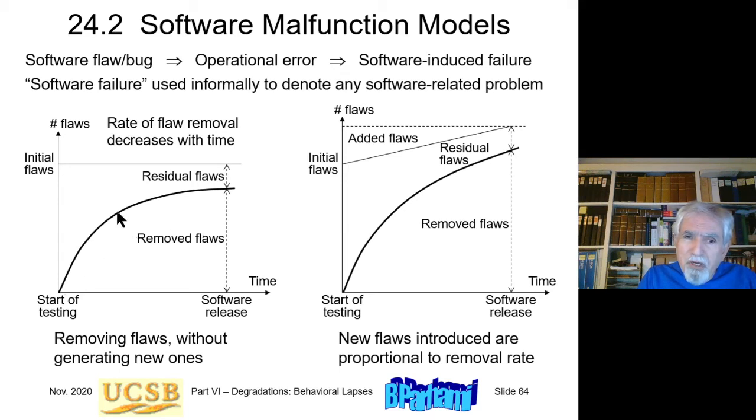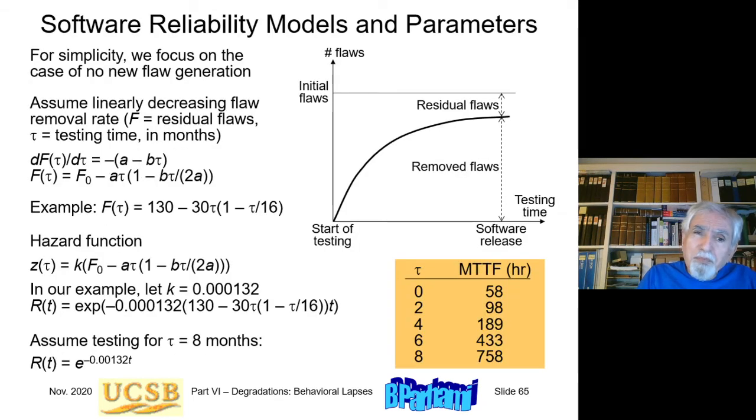So there are a bunch of flaws, and we reduce the number of flaws. And the flaw removal rate is a decreasing function. Initially, we remove flaws at a high rate, then that rate decreases and decreases over time. So let's model this process. So F is the number of flaws. Tau is the testing time, how much we have tested.